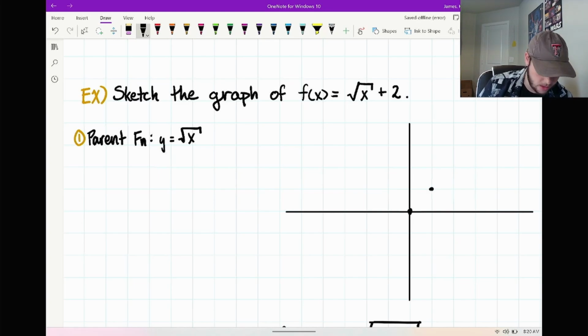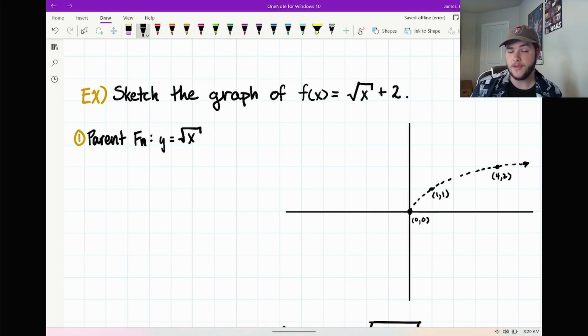And I know a couple of points on there. If I plug in 0, I get 0. If I plug in 1, I get 1. If I plug in 4, I get 2 back. Okay, so there's my original, and I'm going to label those points here: 0, 0, 1, 1, 4, 2. And you can verify that those points live on the graph by taking the x values and plugging them in to see what y values you get.